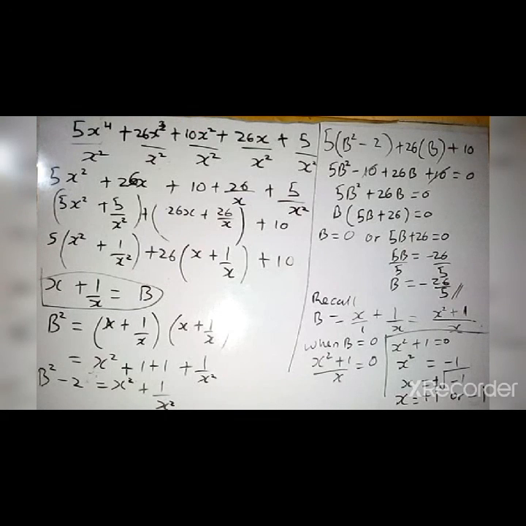So we already have these values. In complex numbers we have i squared equals minus 1. So taking the root, i will now be equal to root minus 1. That's why any place we have root minus 1, it is represented as i. So now this is when b equals 0, so we now solve when b equals minus 26 over 5.